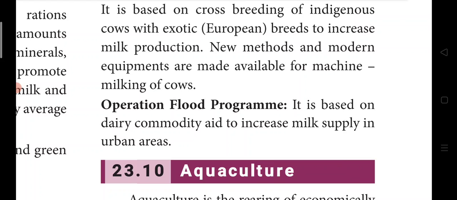And the Operation Flood program is based on dairy commodity aid to increase the milk supply in urban areas.